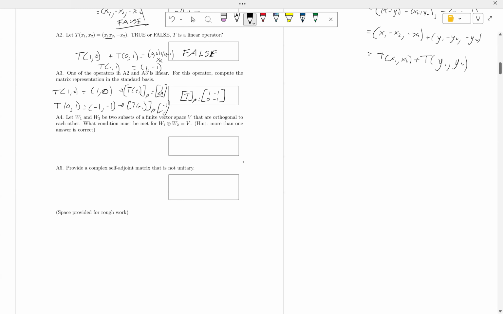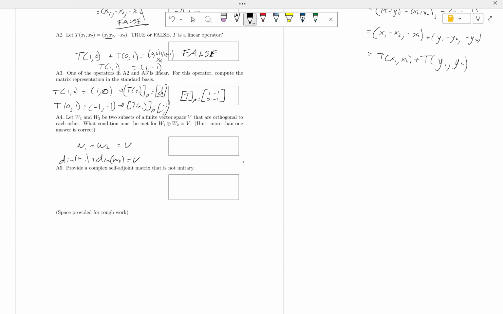A4. If W1 and W2 are two subsets of a finite dimensional vector space that are orthogonal to each other, what condition must be met for the sum of them to equal V? Well, because they're orthogonal, we know that they're going to be linearly independent from each other. So because of that, what we need is that W1 plus W2 equals V. That's one of the important conditions, that it is a sum that forms V. Then another condition that we could have is the dimension of W1 plus the dimension of W2 equals the dimension of V.